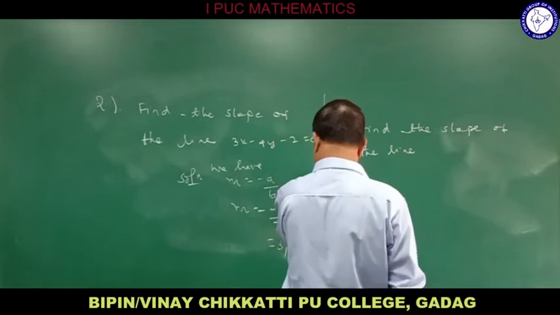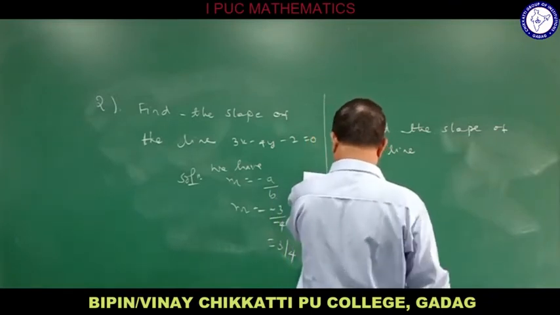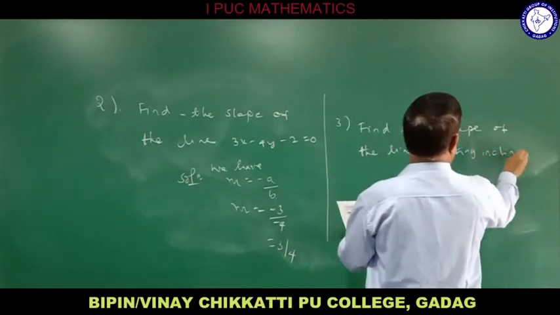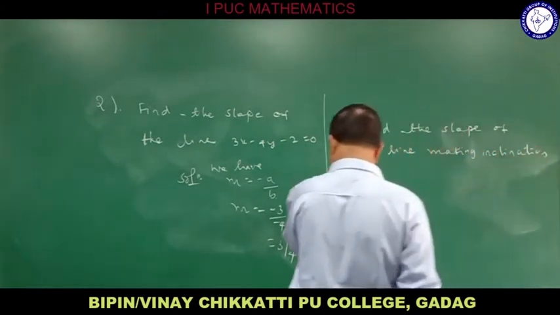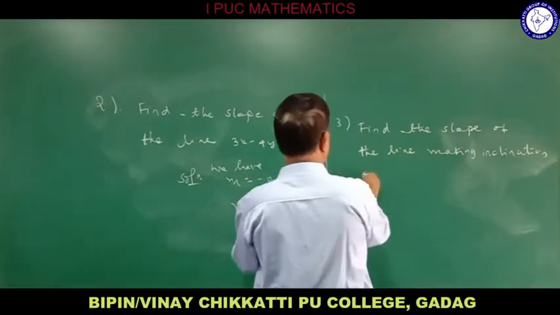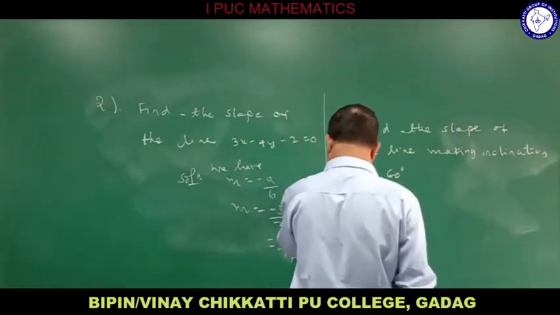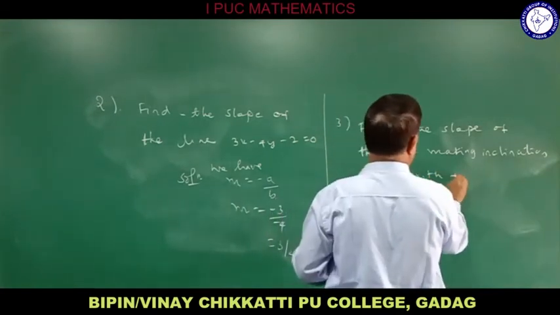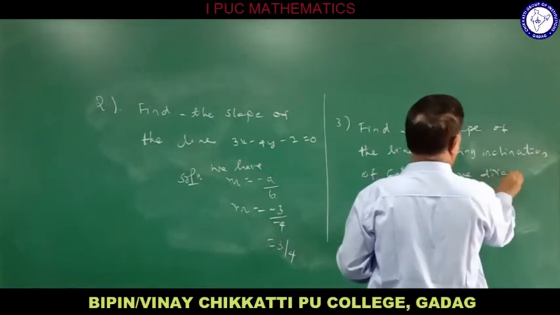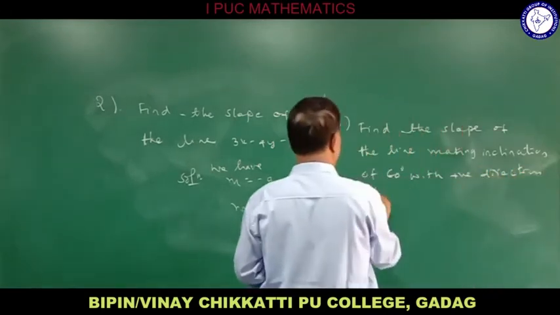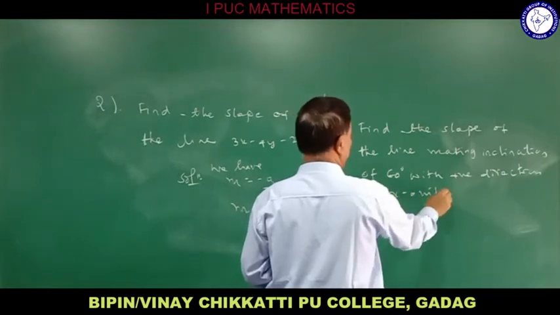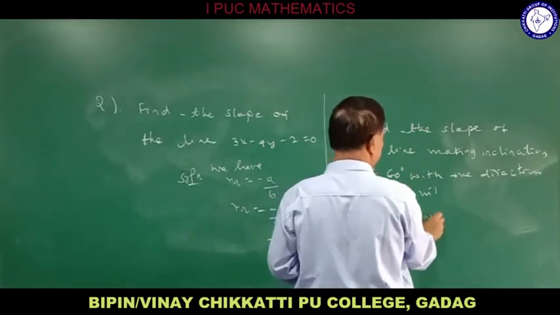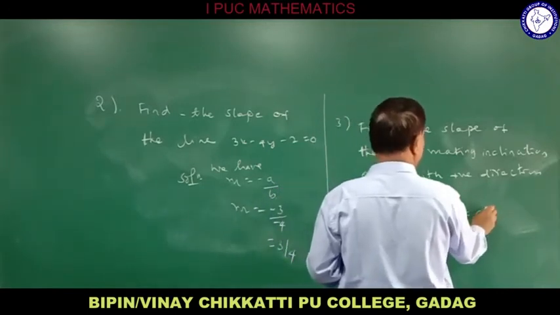Find the slope of the line making an inclination of 60 degrees with the positive direction of the x-axis. See the question. The angle of inclination is 60 degrees.